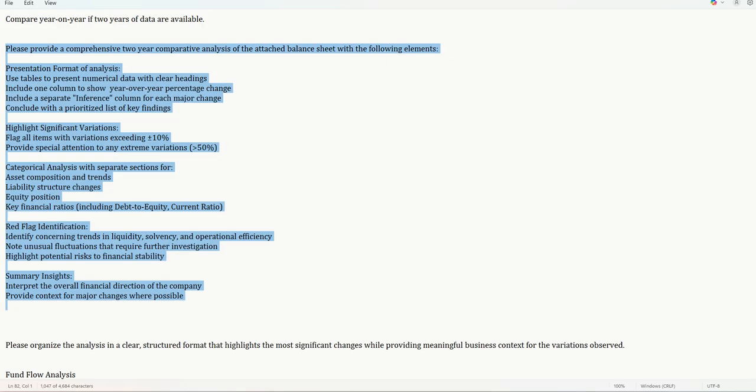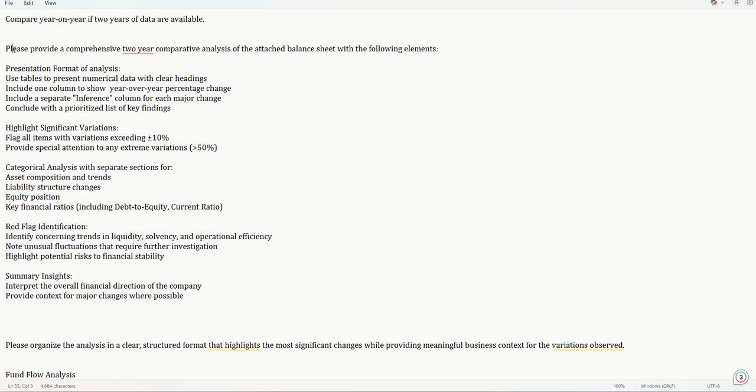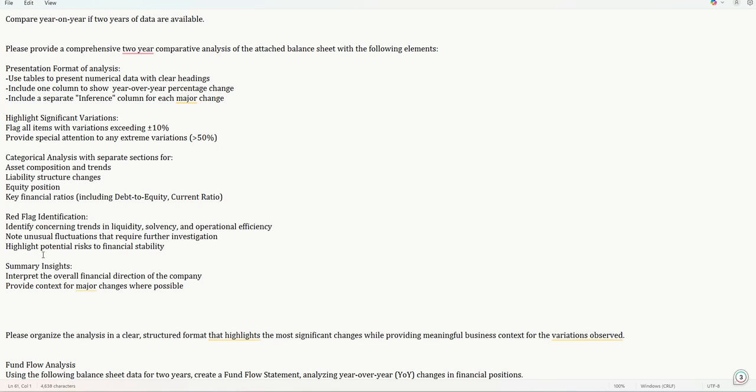So the prompt for this analysis would be: please provide a comprehensive 2-year analysis of the attached balance sheet with the following elements. Format of analysis: use tables, one column to show the percentage difference, another column purely for inferences on the percentage differences. Conclude with a prioritized list of findings. I think anyway we are telling that the summary is here.